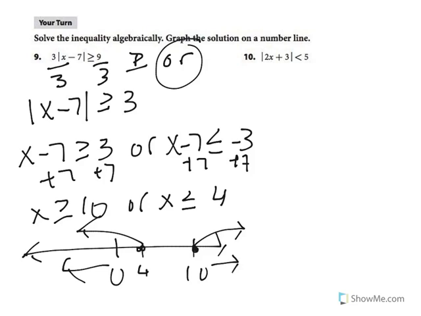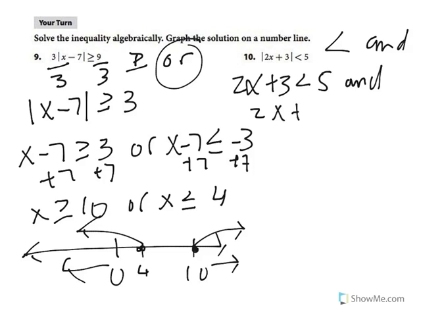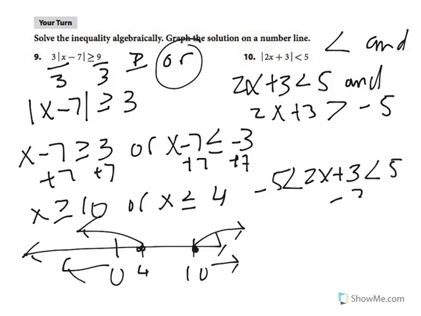Right, let's go on to number 10. So we have the absolute value isolated by itself, so we can say 2x plus 3 is less than 5, and for less than, we use the term and. So then we say 2x plus 3, switching the inequality, is greater than negative 5. So then, since it's and, we can combine them. So we say 2x plus 3 is greater than negative 5 and less than 5. So then we can solve for x, so subtract 3 from both sides.